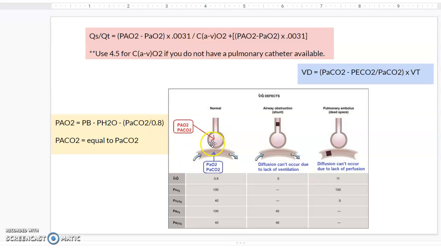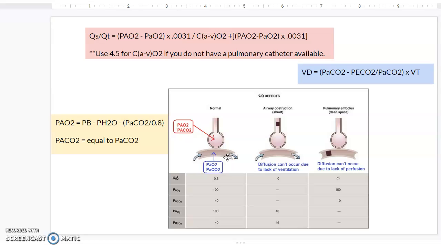Your PaCO2 in your alveoli, we assume it's equal to your capillary PaCO2. Since it's diffusing from the capillary into the alveoli, we assume that it's doing that until it reaches equilibrium. So that's the value we would use for PaCO2. Then in the capillary, we draw arterial blood gases to determine the PaO2 and the PaCO2. Okay, so that's how it's normally supposed to work.